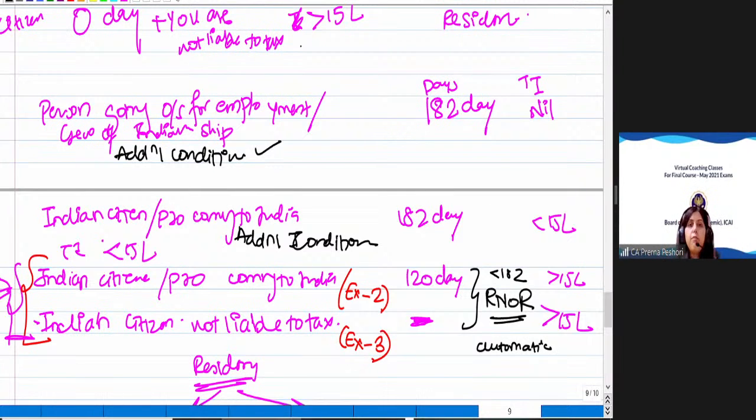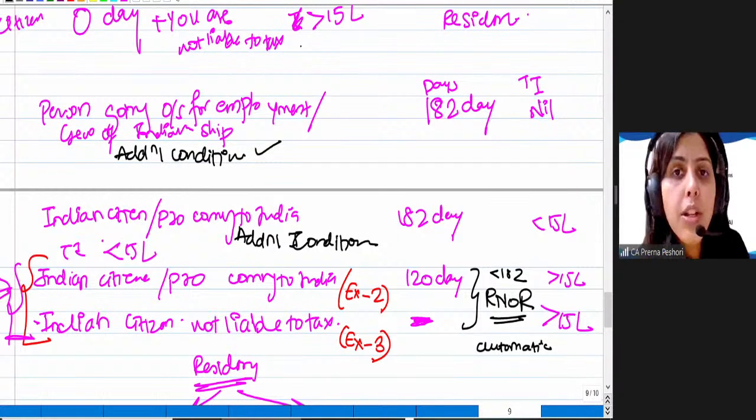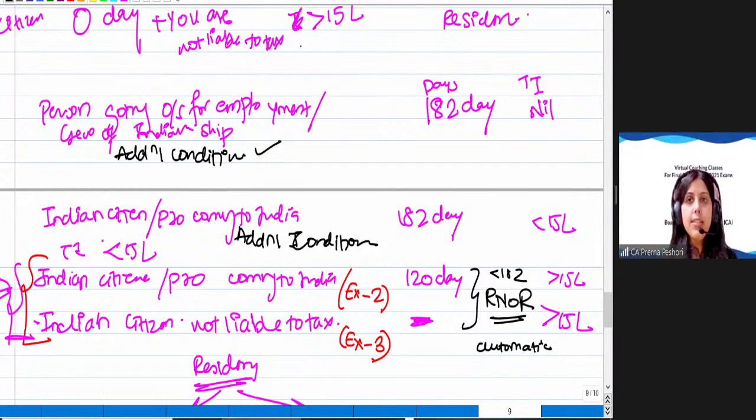I'll explain it again for those of you who wanted me to explain once again. So understand one thing. We now have 3 categories of persons. I'll give you the flow chart also of how to determine the residency. But let's first understand briefly how it works.